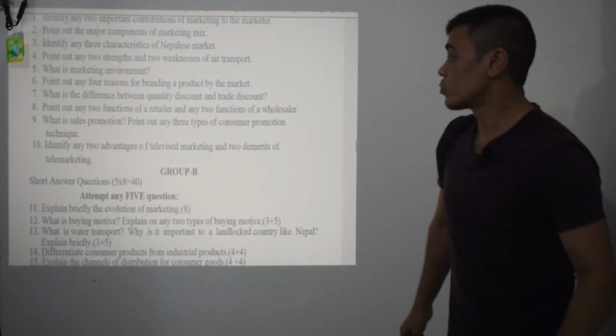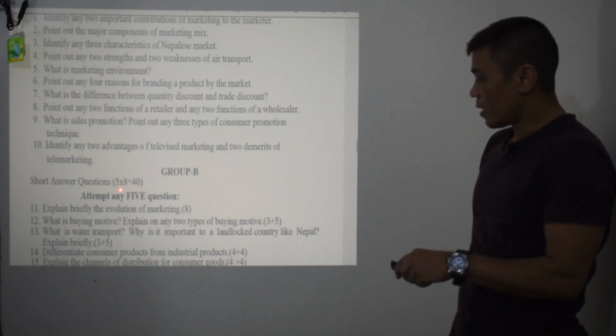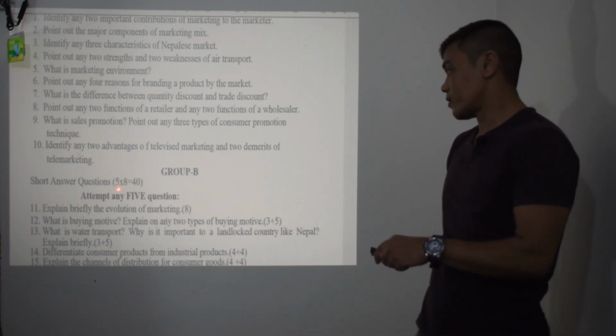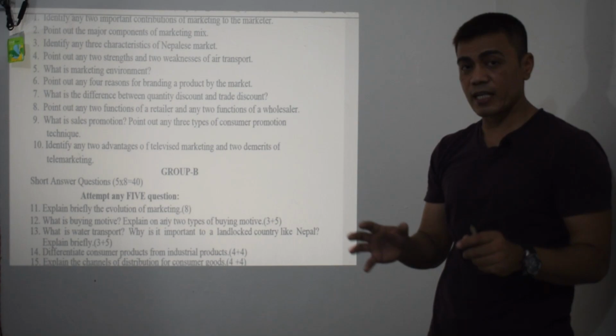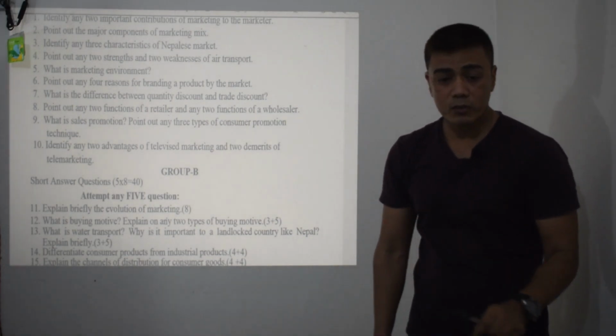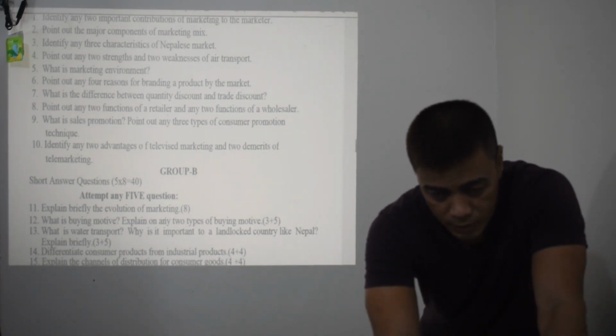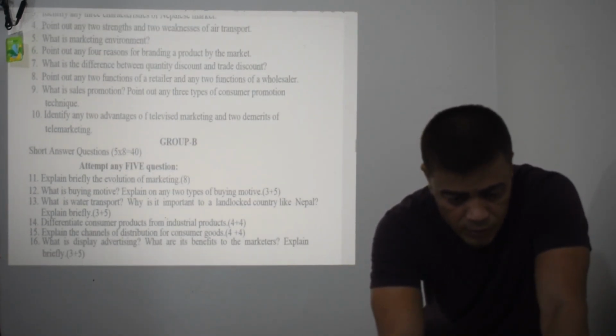And similarly, group B contains 5 questions, and their weightage is 8. You need to describe them, and there will be no option. You need to deal with all the questions. You need to attempt all the questions.